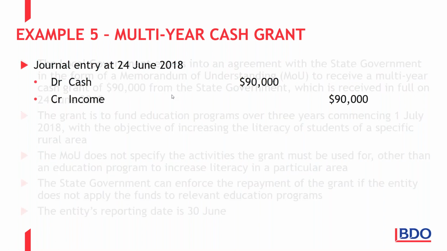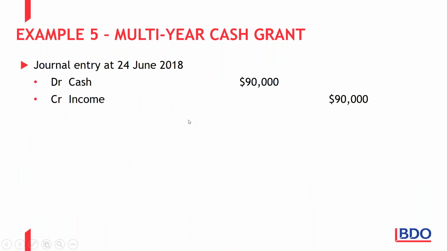How do we account for this? And the journal is just debit cash, credit income, 90,000. Again, I asked the question, if we didn't receive the cash on the 24th of June, but we received the paperwork, we received the cash in July, the journal would be debit receivable credit income. And then in July, when we receive the cash, it's debit cash credit receivable.